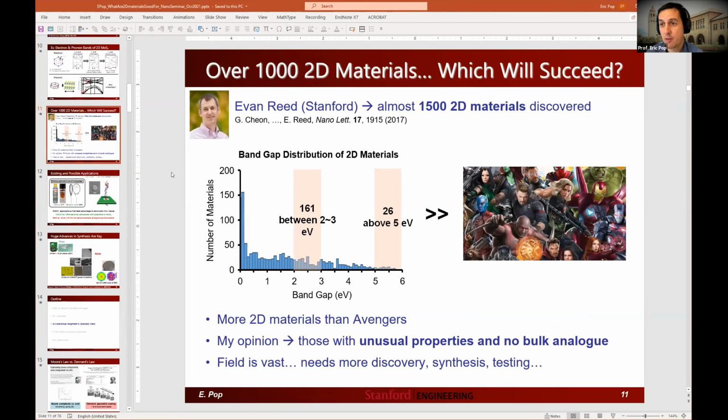That's why I love Evan Reed. My colleague Evan Reed is the computational approach person, right? And yeah, he basically started sorting these materials not just by band gap but also by effective mass, right?